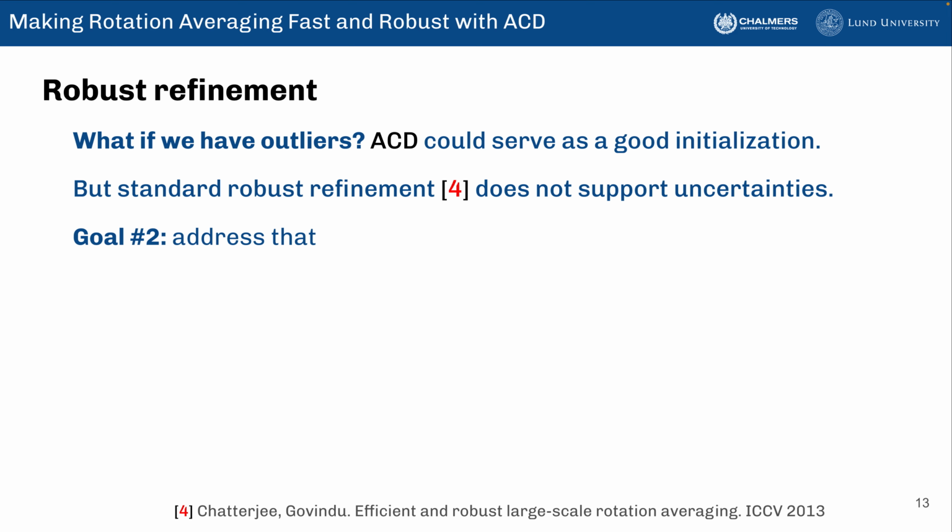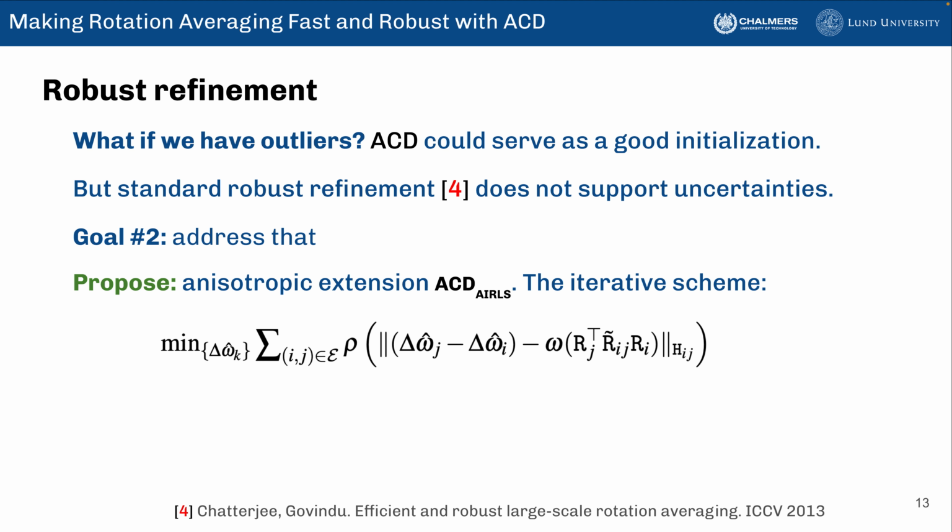We also looked at robust refinement, because the previously discussed approaches assume that all the input relative rotations are inliers. Now, if you have outliers, we show that ACD could serve as a good initialization technique. In fact, it's much better than minimum spanning tree in many cases. However, standard approaches do not support uncertainties. So our second goal was to address that, and we proposed an anisotropic extension to robust refinement.